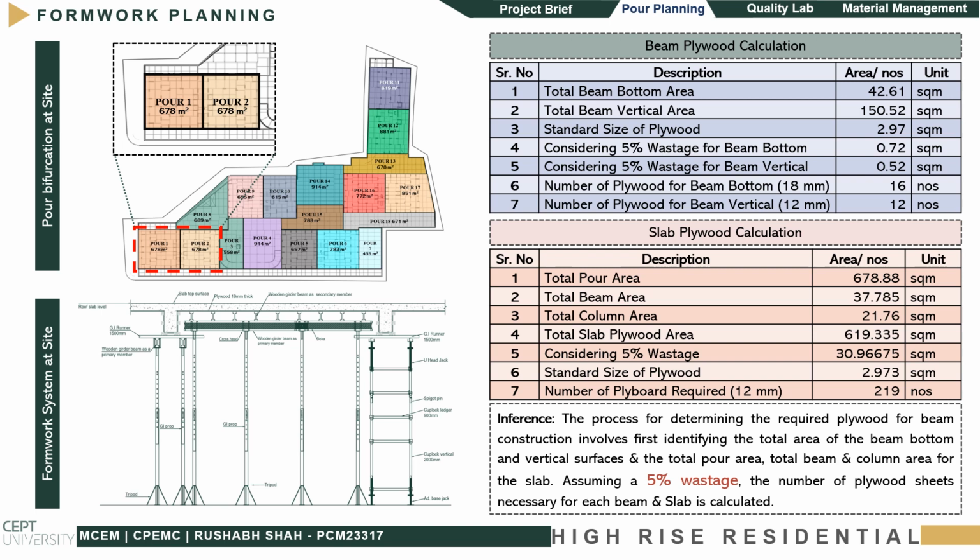Similarly, we also did the slab plywood calculation. In this, we calculated the total pour area. From that, we deducted the total beam area and total column area, and we also considered 5% wastage. After this, we got the number of plywood required as 219.